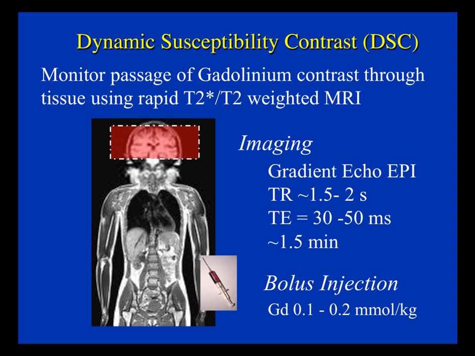In this technique, we actually use a little bit longer TE, about 30 to 50 milliseconds, depending on the field strength. That's because we would like to weight these gradient echo images for T2 star weighting, just like in BOLD contrast, in order to capture the signal changes due to gadolinium traversing the blood, traversing the brain.